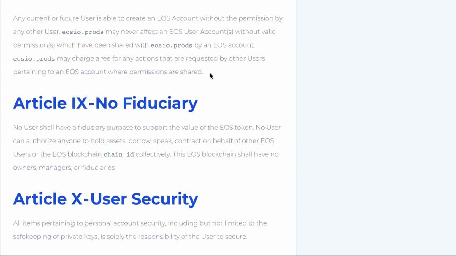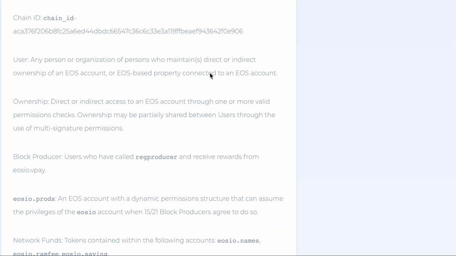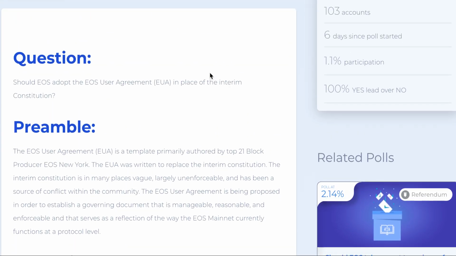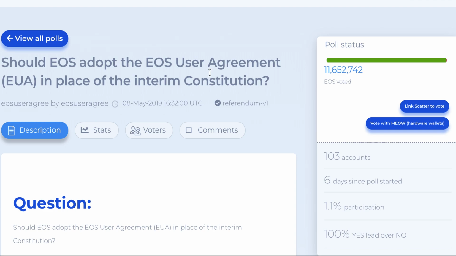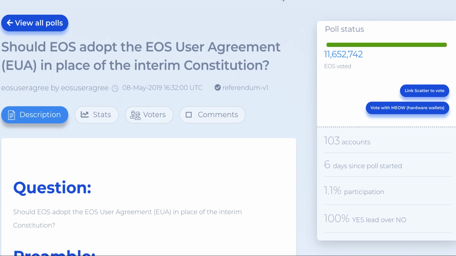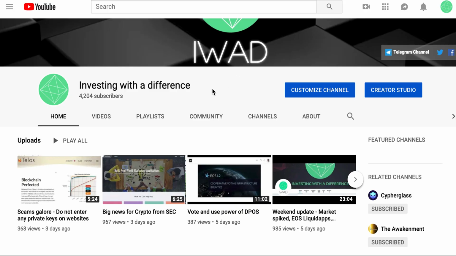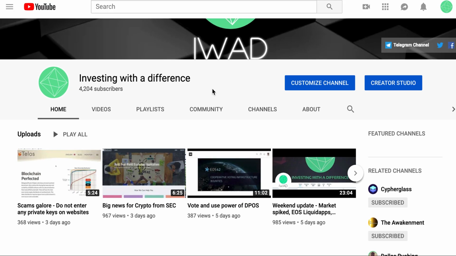But again, coming back to the user agreement, I think it's a great move. We do need more on-chain approved user agreements, and we do need to replace the interim constitution, which has always been very controversial. So do send us your feedback, what you think. We have been continuously doing due diligence on all these referendums.